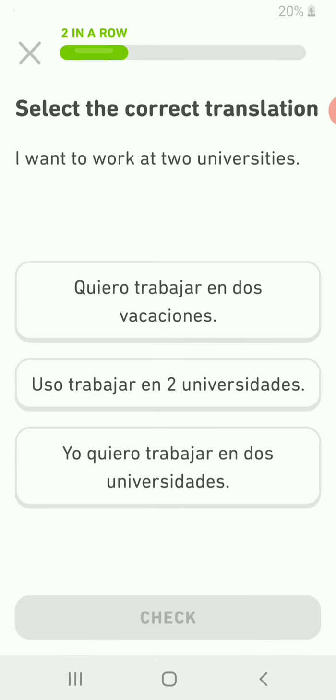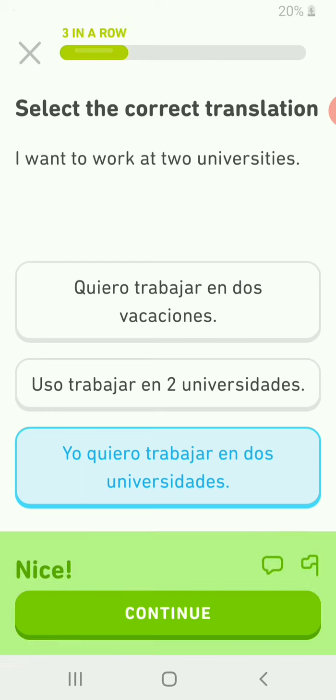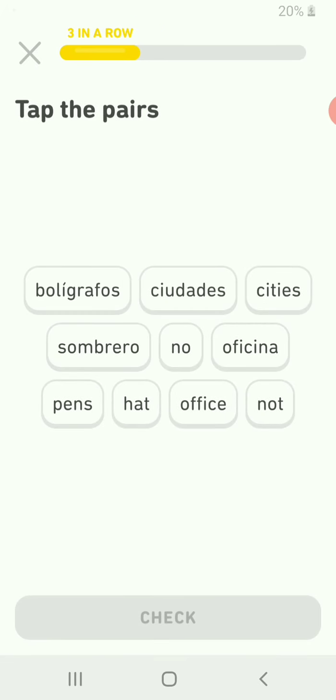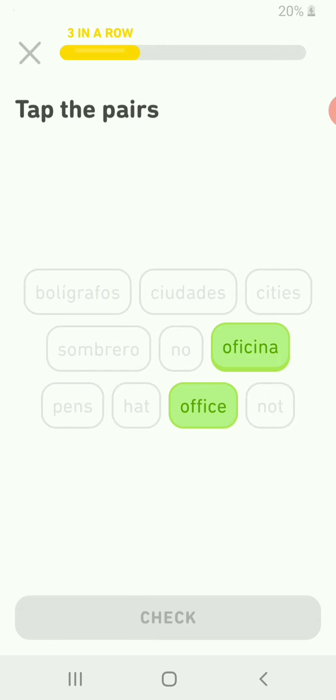And select the correct translation. I want to work at 2 universities. Yo quiero trabajar en 2 universidades. We have to add es because it ends with a consonant, remember. And now we have to pair bolígrafos, of course, pens. Ciudades. La ciudad, ciudades. So again, it's es. And sombrero, it's the hat. No, it's not. Oficina is the office.